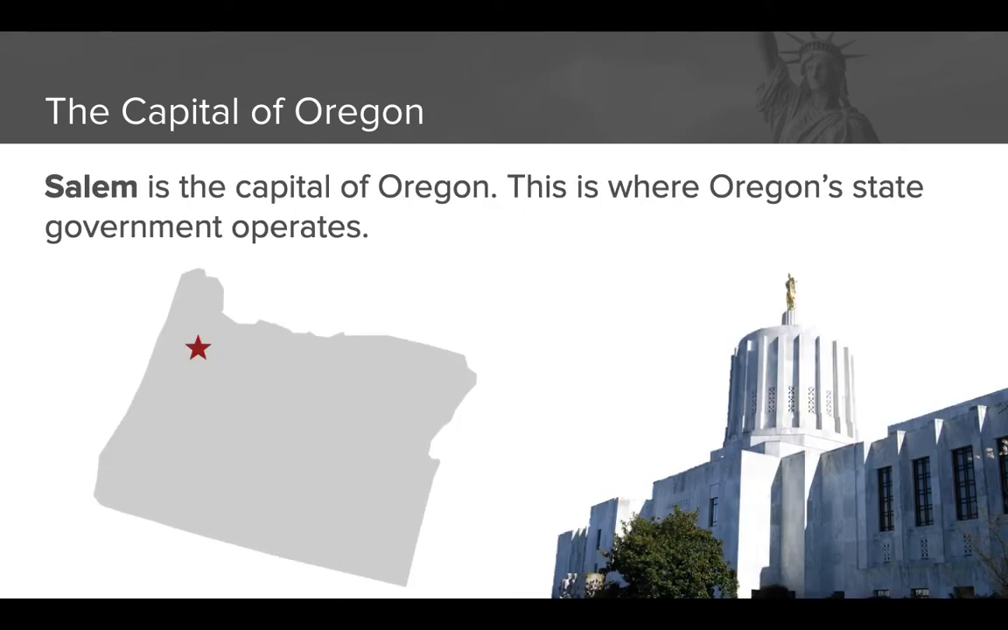And then the capital of Oregon is Salem. This is where Oregon's state government operates. So it's just a little bit below Portland, about an hour away. And that building right there on the right is what our state legislative building looks like. So that's the Capitol. That's where Oregon legislators work.